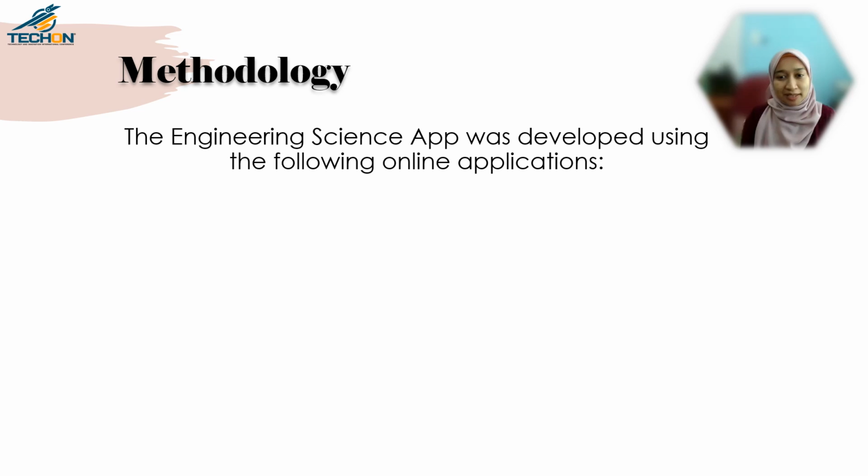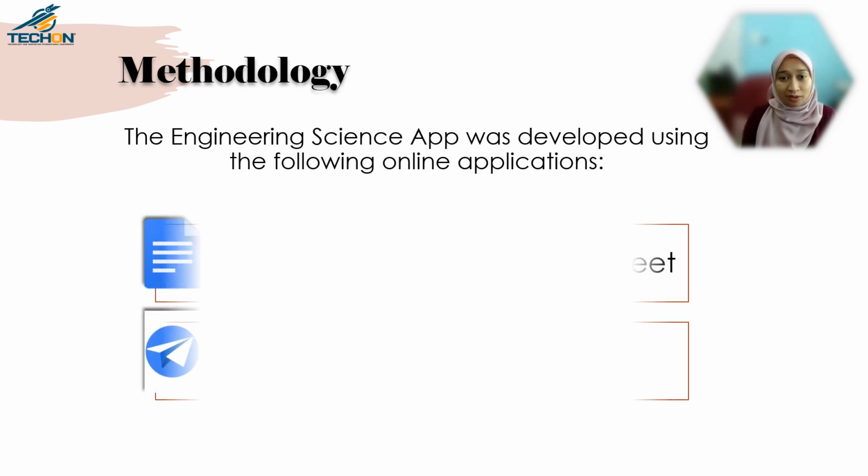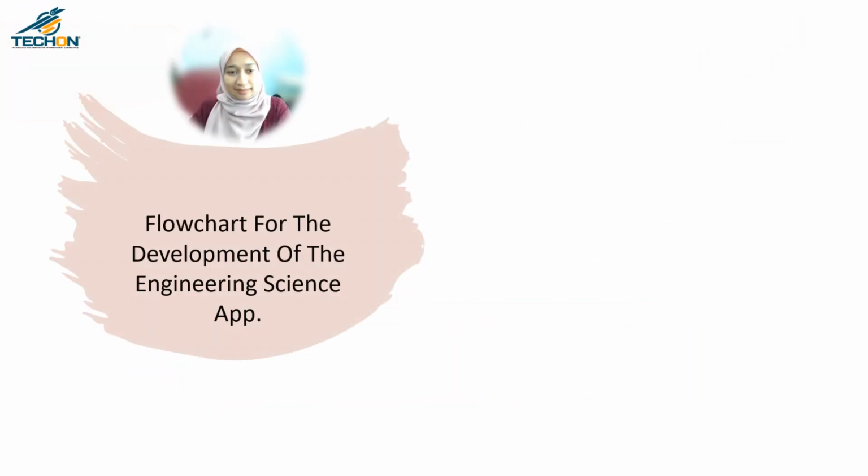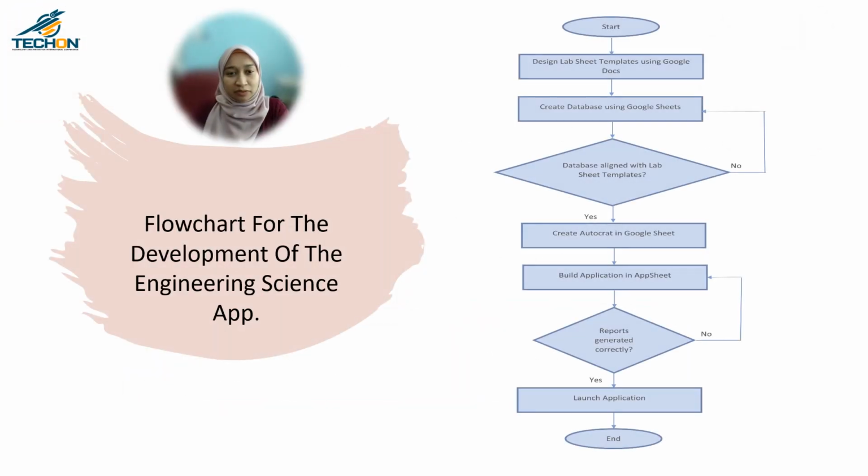The Engineering Science app was developed using the following online applications: Google Docs, Google Sheets, AppSheet, and Autocrat. Here is a flowchart for the development of the Engineering Science app.